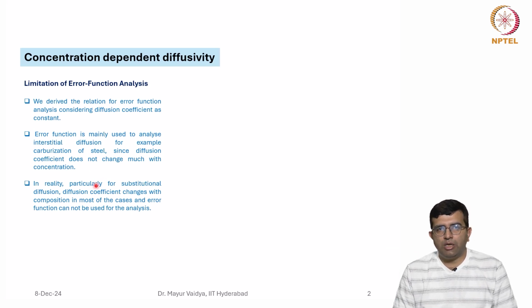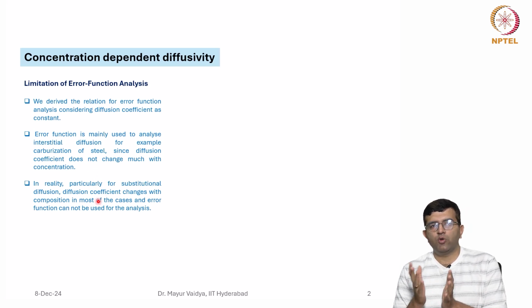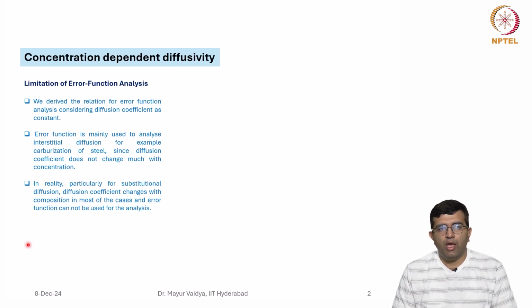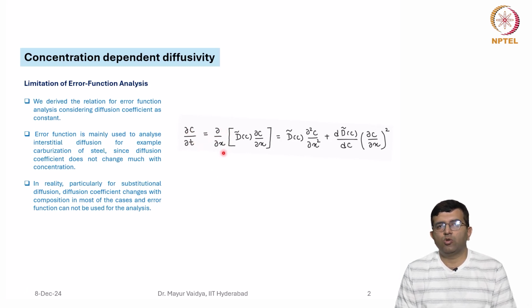In reality, particularly for substitutional diffusion, the diffusion coefficient changes with concentration, and therefore the error function cannot be used. If the error function cannot be used and the diffusion coefficient depends on concentration, how do we solve it? The problem is that Fick's second law is ∂C/∂t equal to ∂/∂x of D tilde into ∂C/∂x.